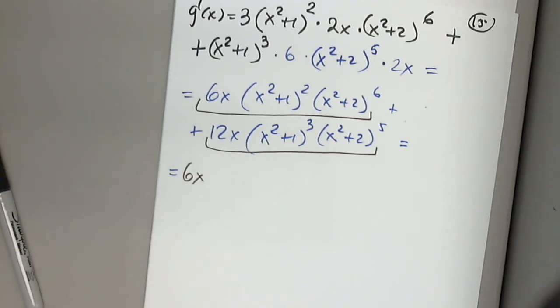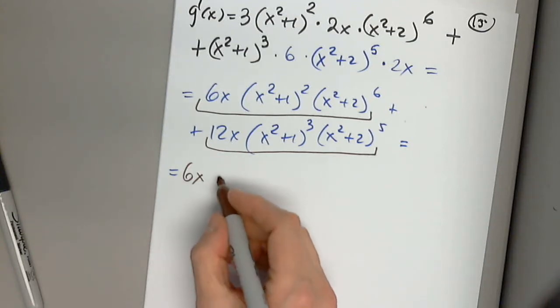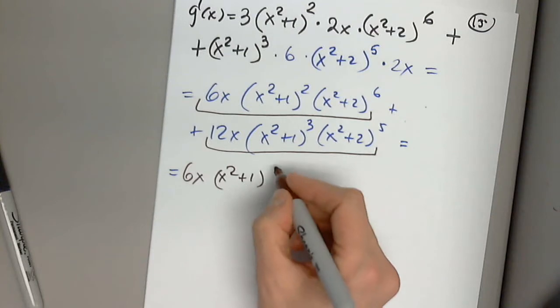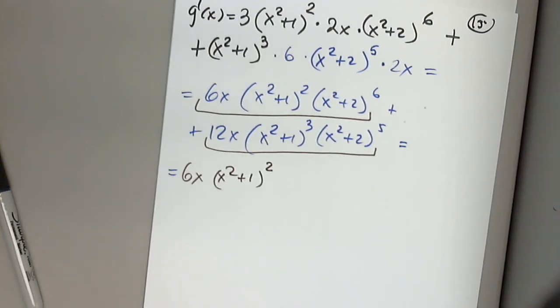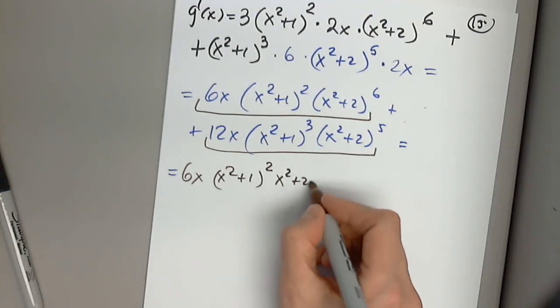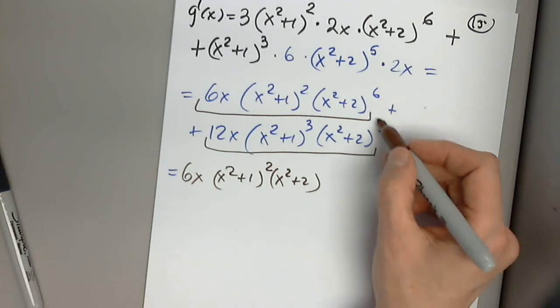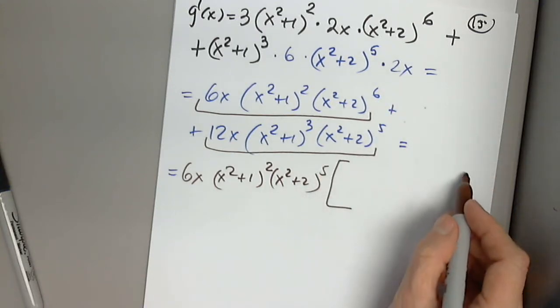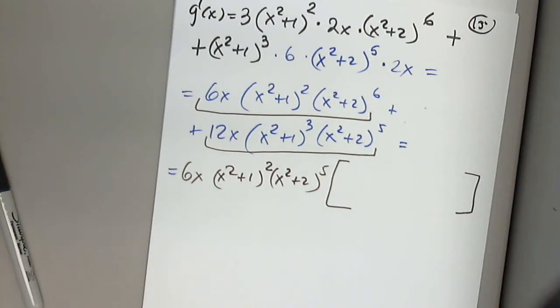6x. Good. Then, to which power? Yes, because 2 and 3, I choose the smallest. Good. Then also x squared plus 2, to which power? Very good. And now we open a bracket, and let's see what is left. As you see, 6x is completely out. This is completely out, but I have 6, and this is 5.